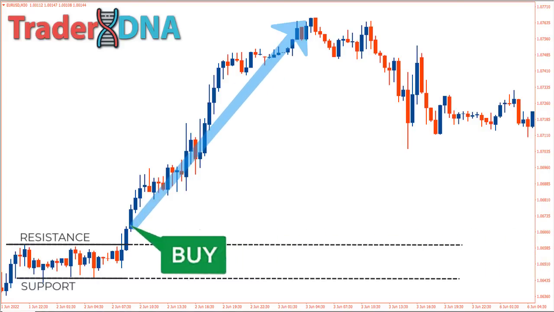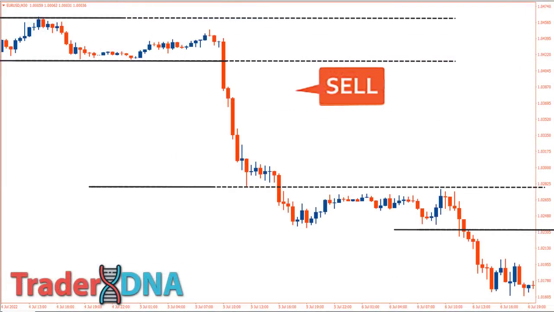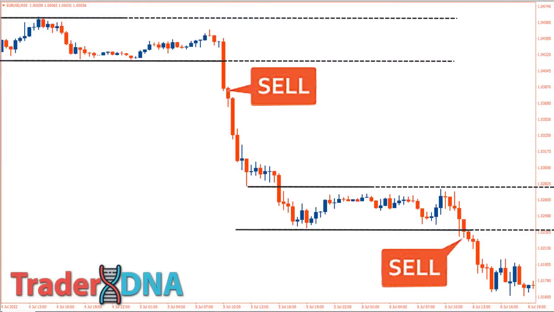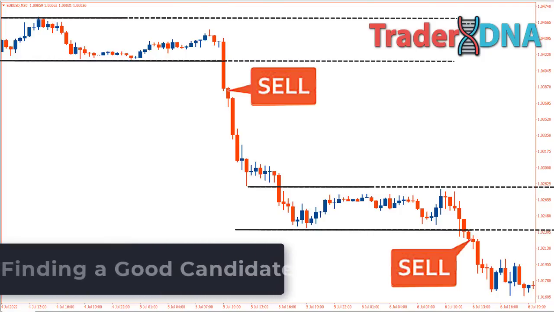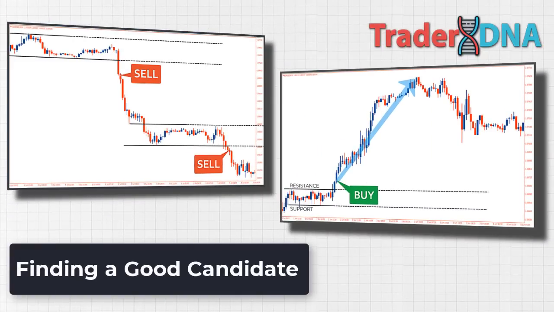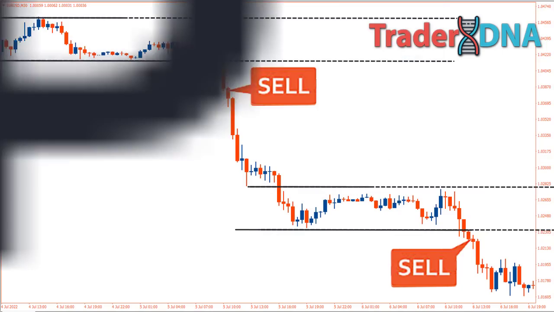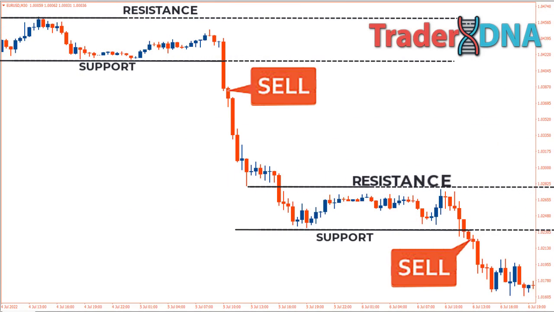Similarly, if the price falls below support levels, you can enter a short position in the stocks, assuming the price will continue to fall. Finding a good candidate. When trading breakouts, it is important to consider the underlying support and resistance levels. The more times a price has touched these areas, the more valid these levels are and the more important they become. At the same time, the longer these support and resistance levels have been in play, the better the outcome when the asset's price finally breaks out.